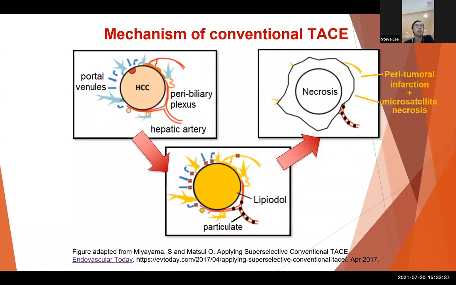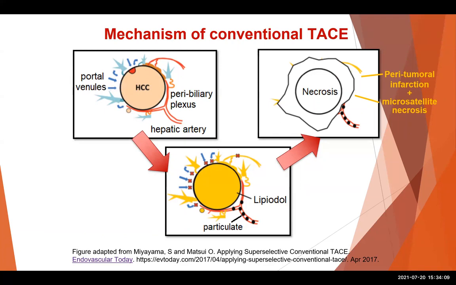And number two, I think it makes sense when you delve into how we do TACE, or what the mechanism of action is during conventional TACE. So as you know, in CTACE, we use a mixture of Lipiodol and a chemotherapeutic agent, and we deliver that directly into the hepatic artery. And when it gets into the artery, it eventually gets to the arterial level, and then through the peribiliary plexus, and eventually to the portal venule side.